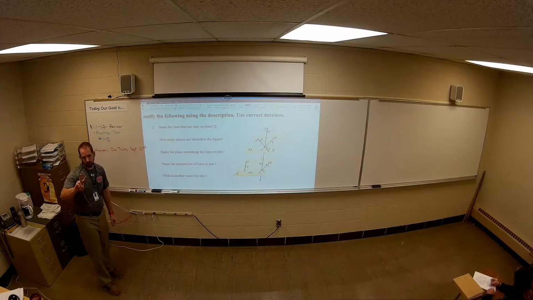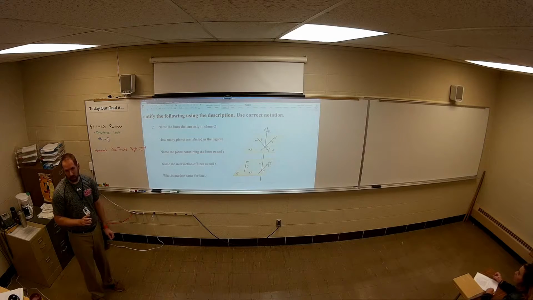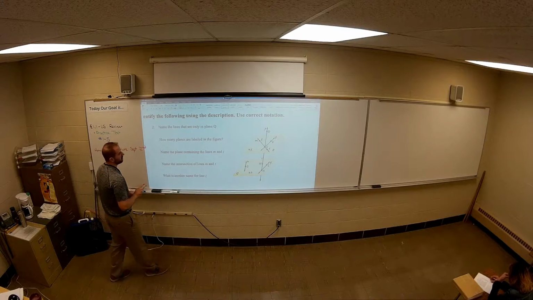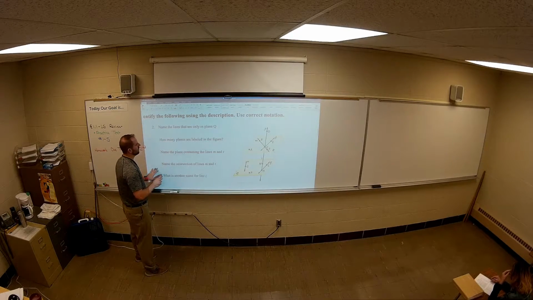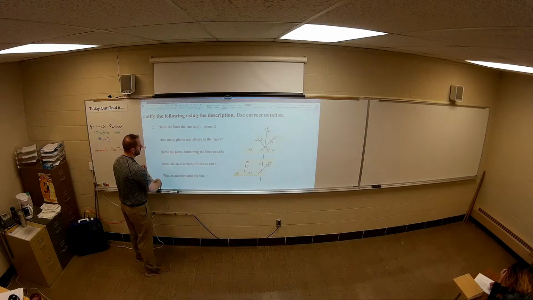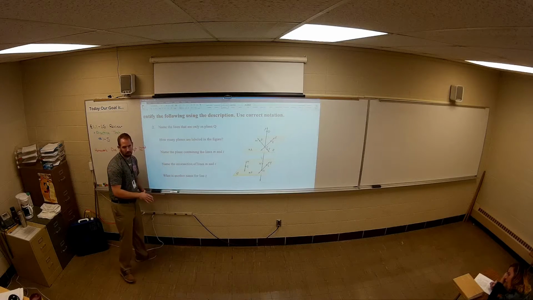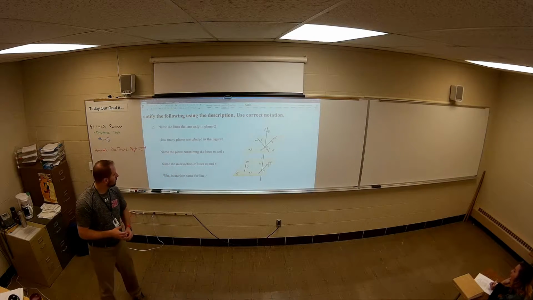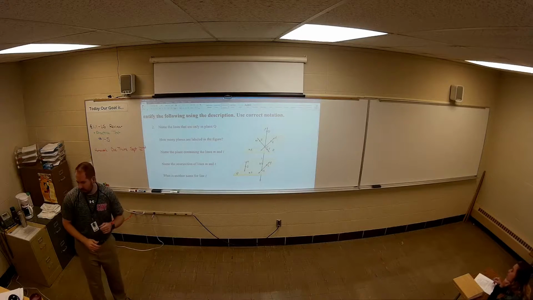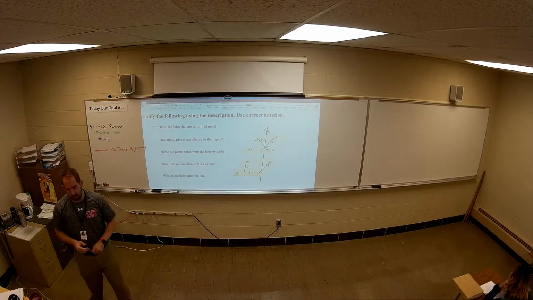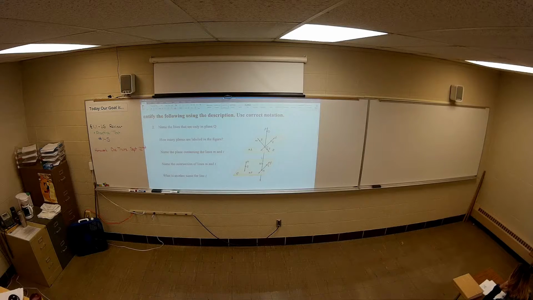Okay, we go to number 2. Number 2 is worth a lot of points. So you have to name all the lines. You have to name the plane that contains this. You have to name the intersection. You have to name another name. So there's like what, 5, 6 points here that you can get. So just be careful of that. Okay, all right, let's move on. So you can fill that one out.